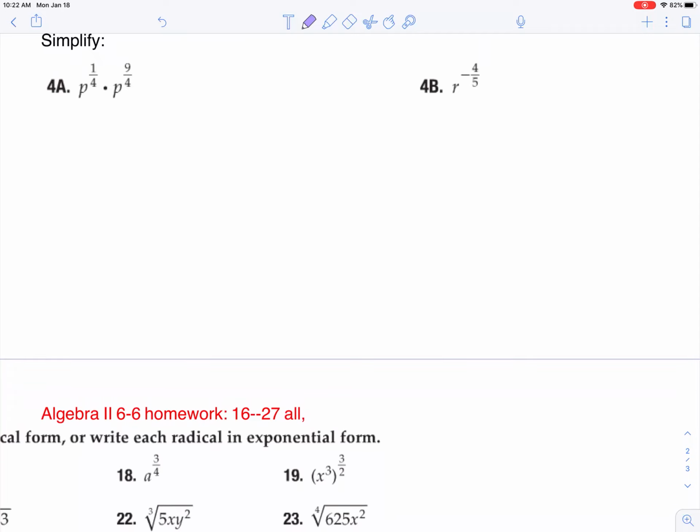As far as your exponents are concerned, just follow the normal exponent rules as we know them. So I know if I'm multiplying two bases, then I need to add the exponents. So it would be p to the 10 fourths. Of course, simplify if you can.